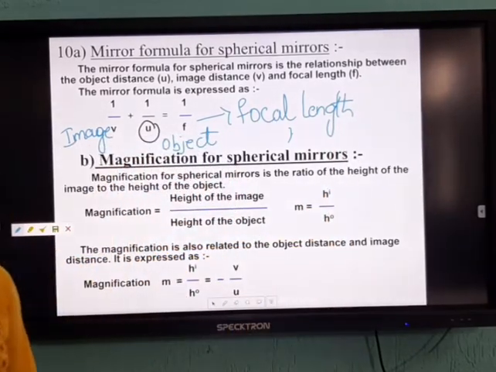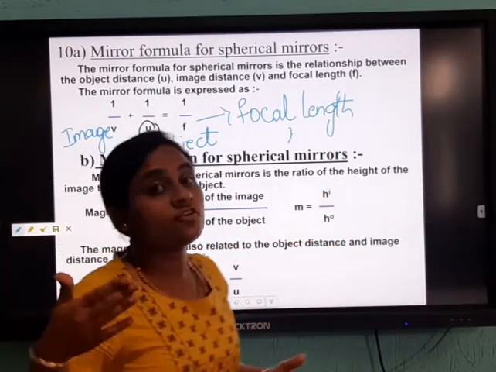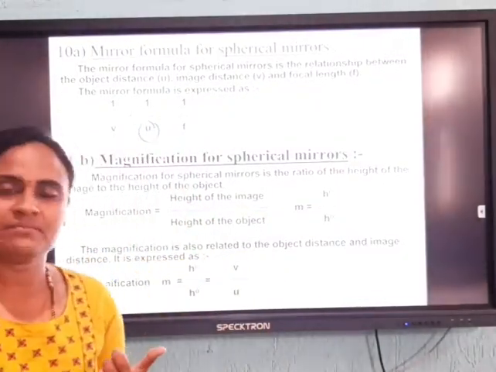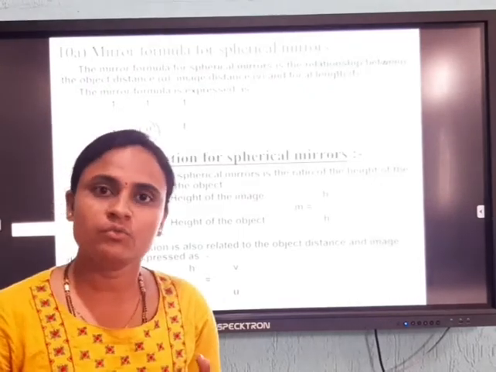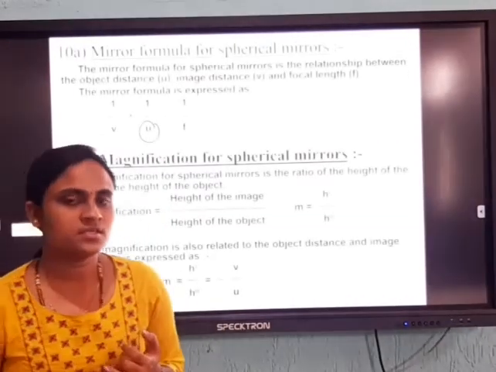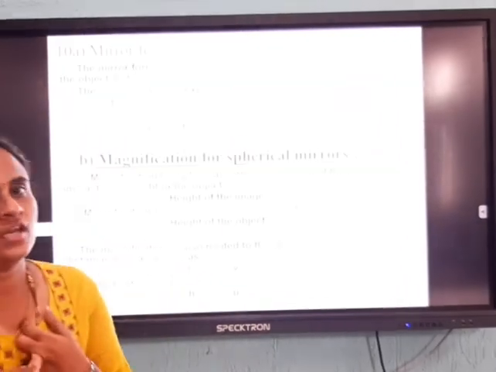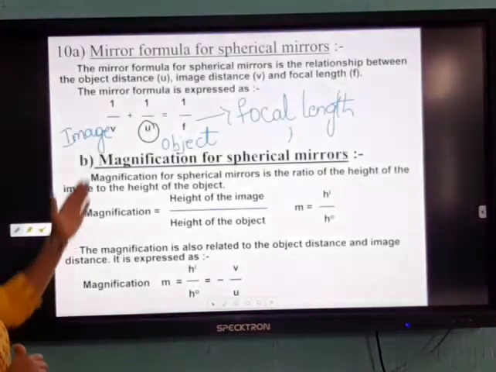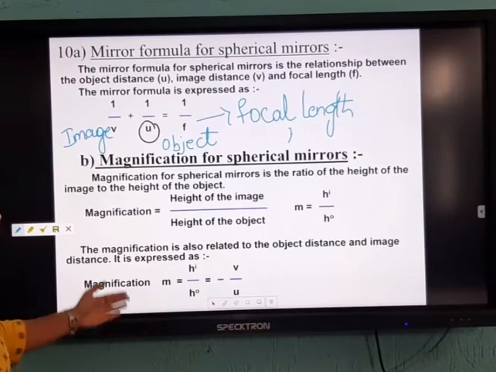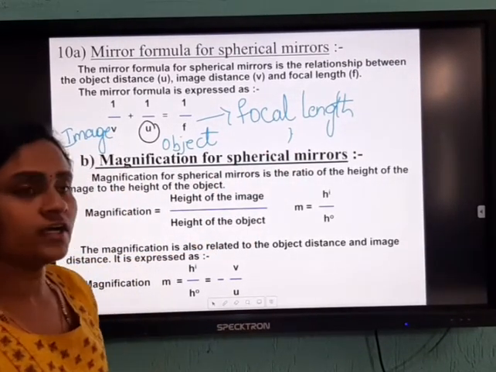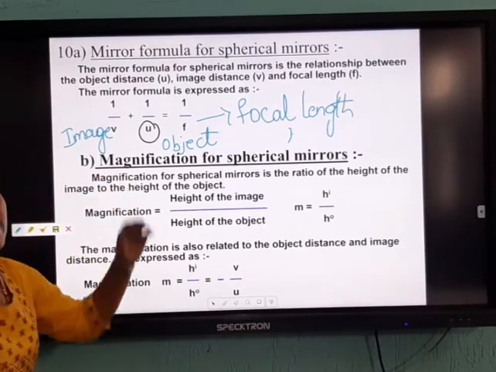So what is the mirror formula for the spherical mirror? That is 1 by f equals 1 by v plus 1 by u, where v is image distance, u is object distance, f is focal length. Clear? Now, on this also, there is one more thing, that is magnification for spherical mirrors. So how are we going to find the magnification?